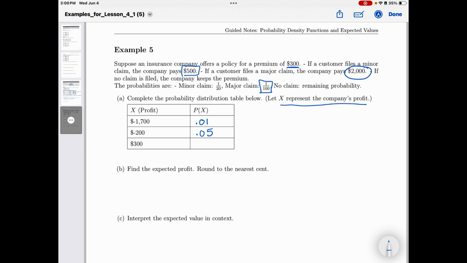Now, anything that's left over is the probability of not filing a claim. So when I take 0.01 and 0.05, that gives me 0.06. So what's left over is 0.94.